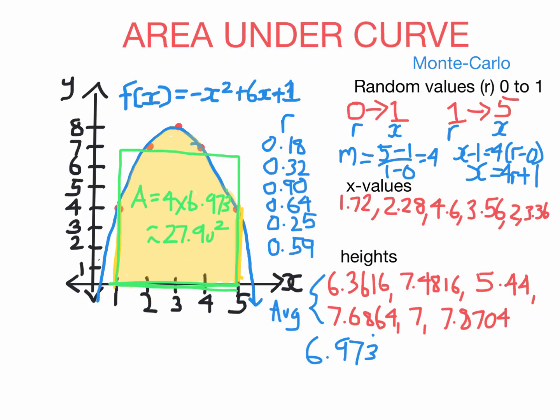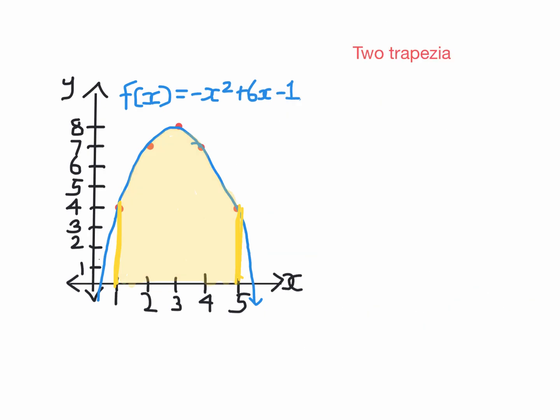The Monte Carlo method in general is not a very good method, and it does take quite a lot of calculations, but it is really easy to understand. All right, let's now look at using trapeziums to estimate this area. So I'm now going to estimate this area shaded yellow using 2 trapezia. So I want to use 2 trapezia between x equals 1 and x equals 5.